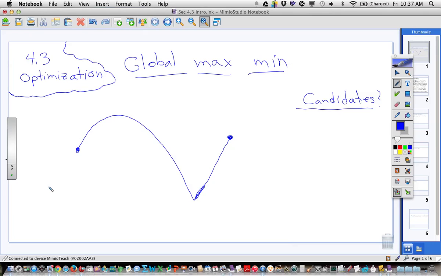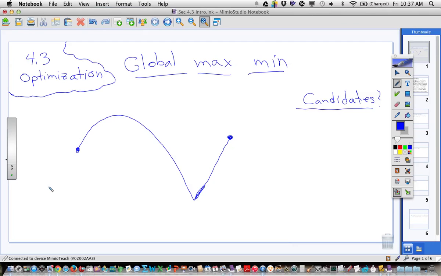So we would want to set up a time function, and that's what that problem was. If you remember, we had to set up a time equation, and then we would want to find the minimum time. Where should he go to get the minimum time? Okay, that would be the optimum. So that's what we're going to be doing.